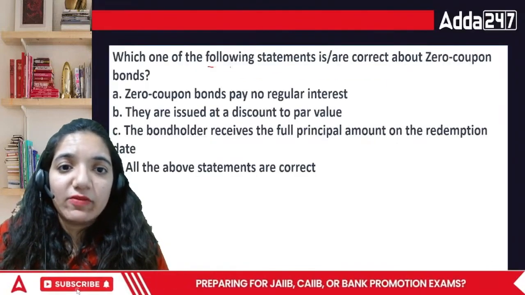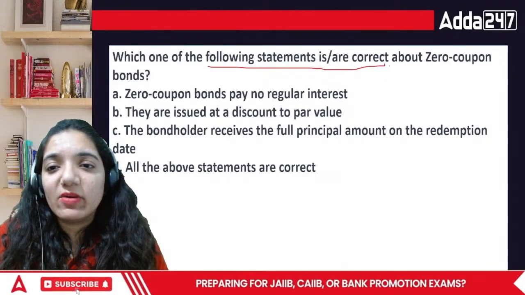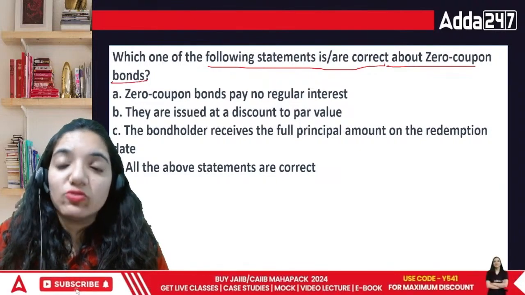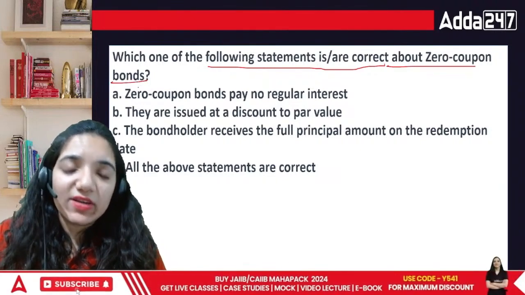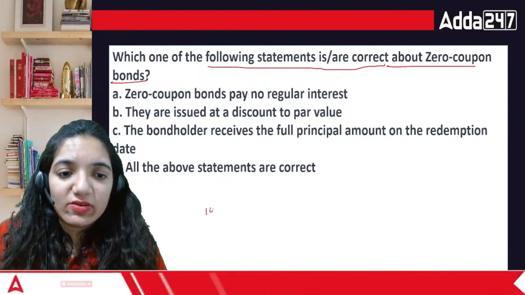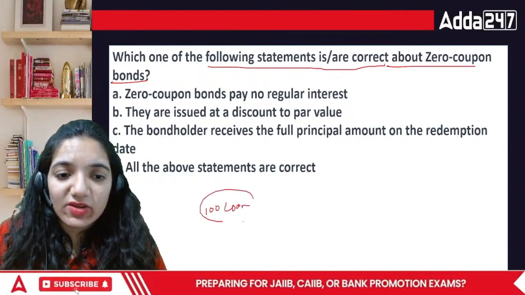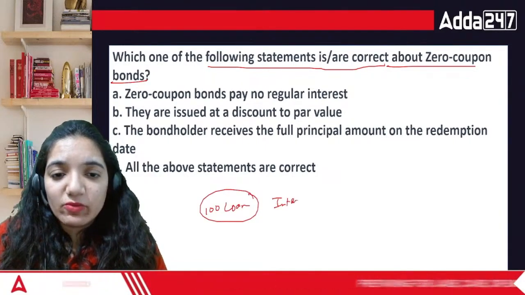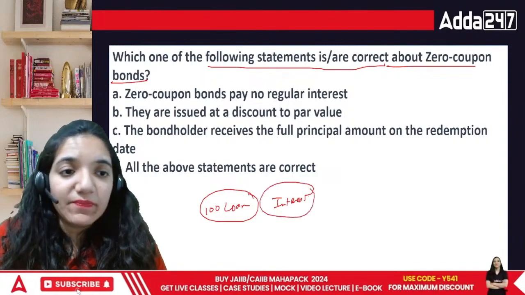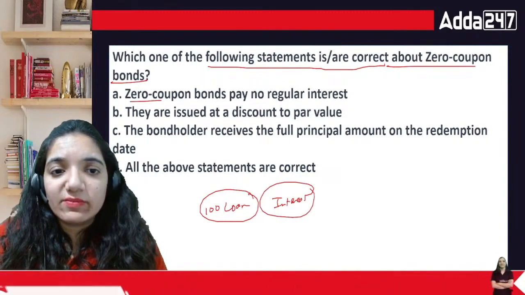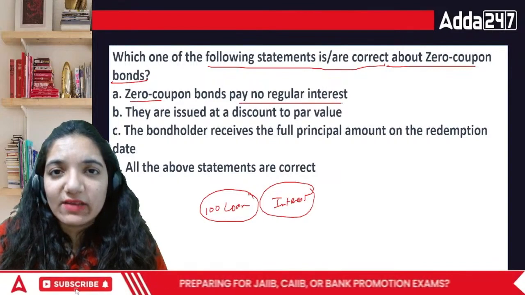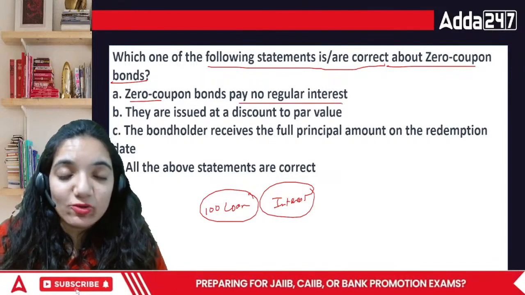Now, which one of the following statements is or are correct about zero coupon bonds? Acha, zero coupon means this is a bond which has no interest. Can I give someone 100 rupees as a loan and then I cannot ask for any interest rate back? Won't it be weird? It would be. So, zero coupon bonds pay no regular interest. Technically, they don't. That is why they are called zero coupon bonds.